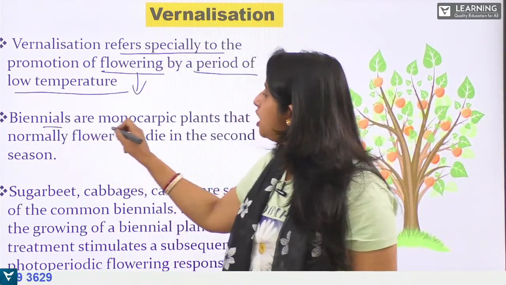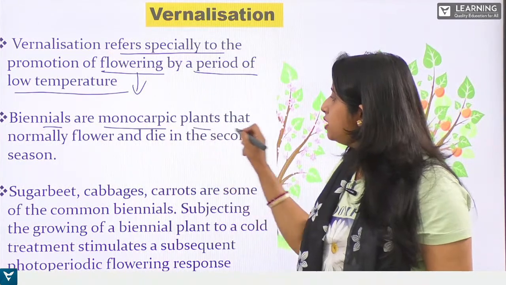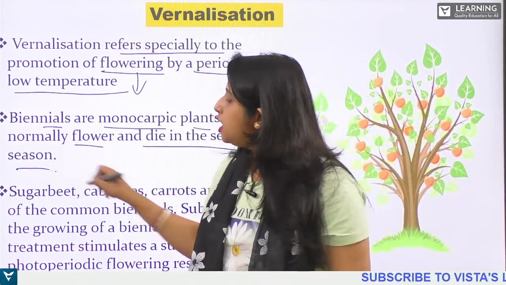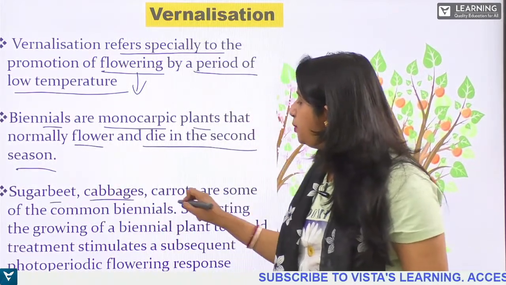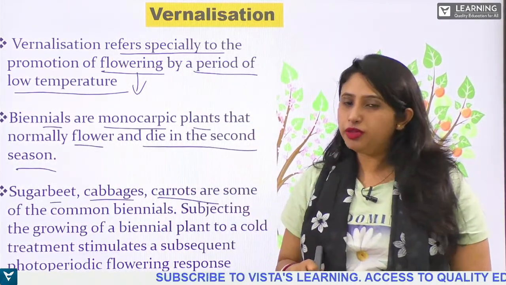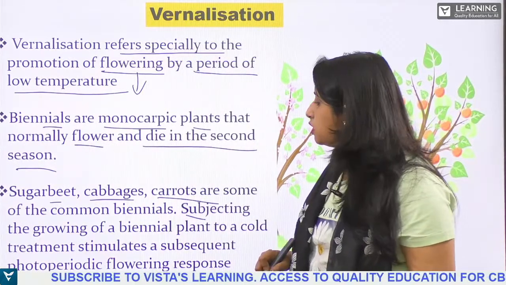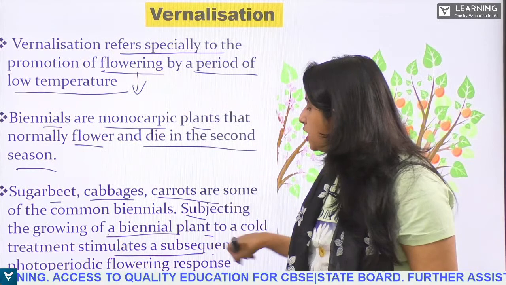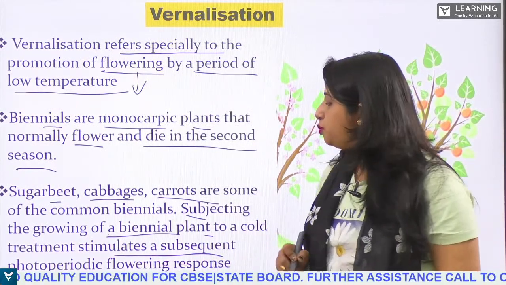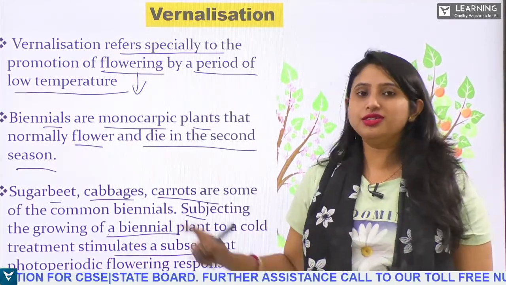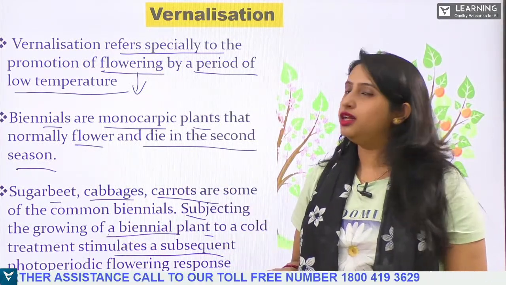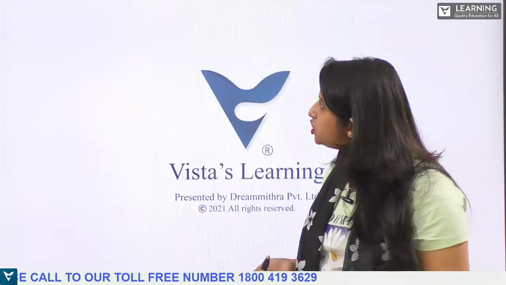Biennials are monocarpic plants that normally flower and die in the second season. Sugar beet, cabbage, and carrots are some of the common biennials, which are subjected to a cold treatment that stimulates the subsequent photoperiodic flowering response. So these biennial plants, sugar beet, cabbage, carrots, are cultivated using this vernalization technique.